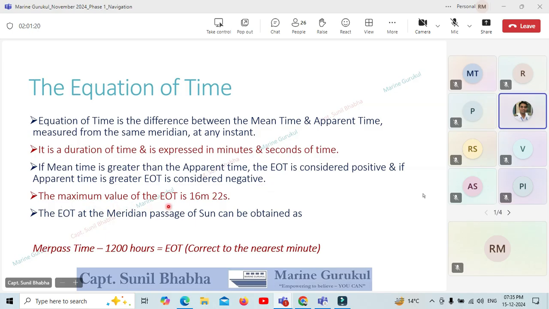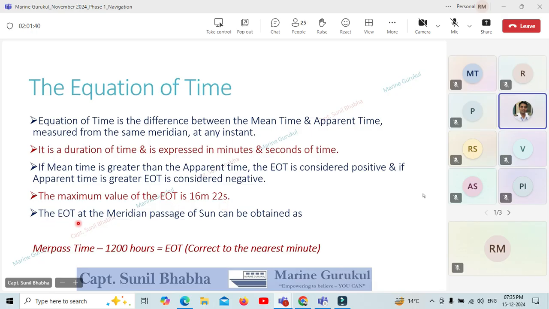The maximum value of the equation of time throughout the year, year after year, the maximum possible value of the equation of time is 16 minutes and 22 seconds. That is the maximum difference which can happen between the two suns.